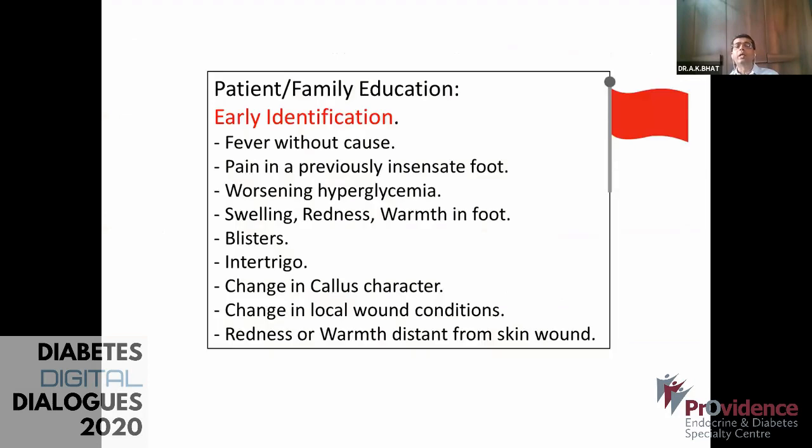Early identification is very important to communicate to the routine diabetic foot patients, especially with neuropathy. Any of these individual factors, you will have to tell them: a fever without a cause, pain in a previously insensate foot, worsening hyperglycemia, swelling, redness. All these things, if they identify, please come to the physician, promptly identify and refer to the surgeon, which can go a long way in preventing mortality and morbidity in diabetic foot.